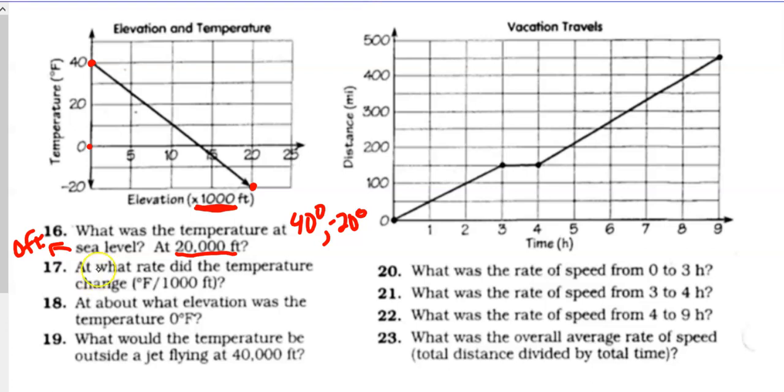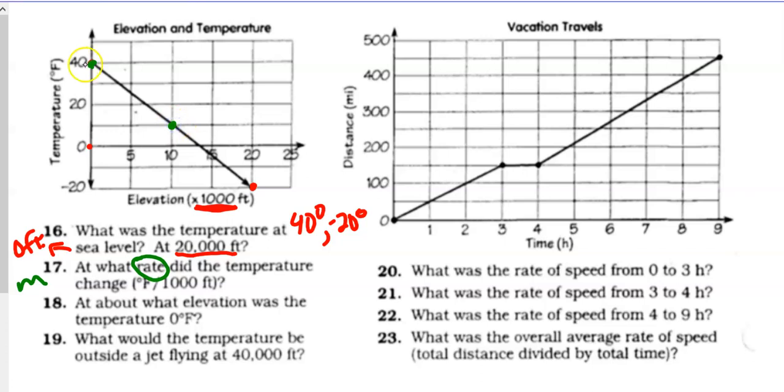17. At what rate did the temperature change? Again, rate. Ding, ding, ding, ding. Slope. We're thinking slope here when we see that word. Did the temperature change? So degrees Fahrenheit per 1,000 feet. In this case, again, I can literally just count if I would like. So here's one ordered pair, and then I'm going to count over to my next ordered pair.